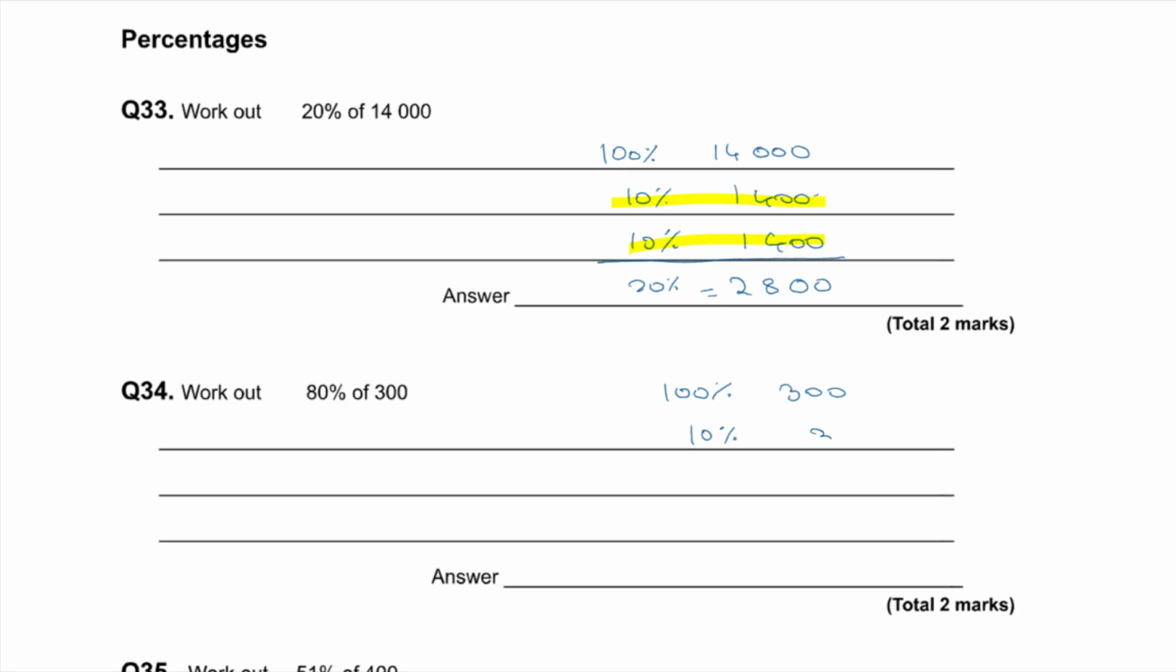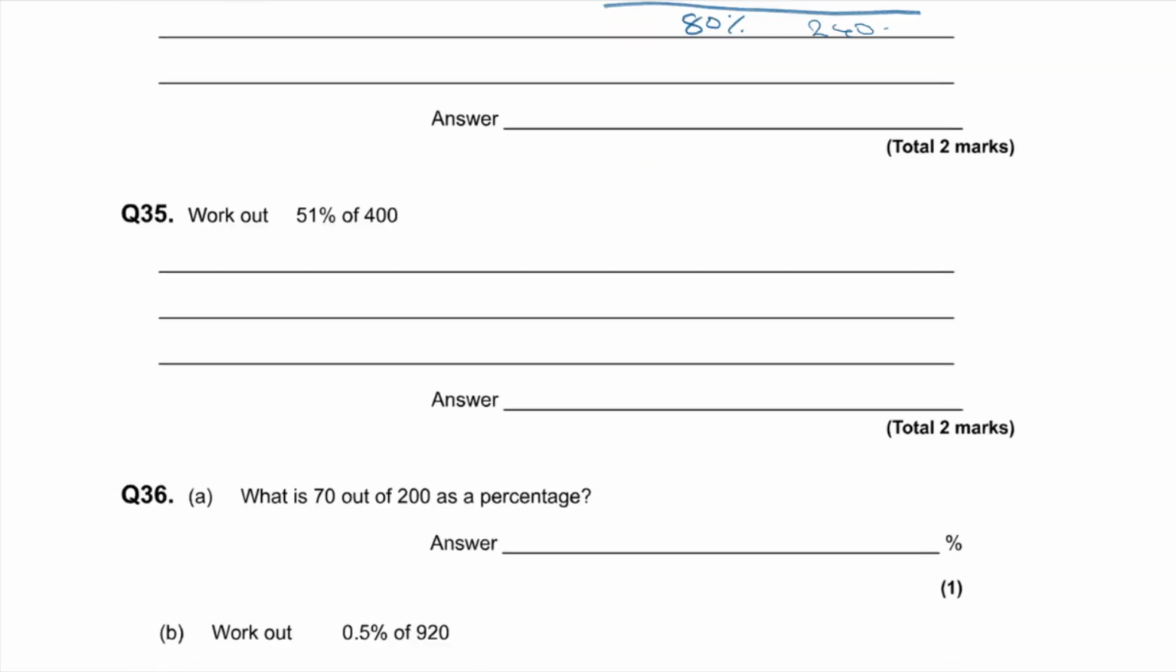So 10% is going to be 30. So if I take 2 of those and subtract it from 100, that's going to leave me with 80%, isn't it? Okay, so 2 lots of 30 is 60. So 300 taken away from 60, that is 240. Okay. So like I say, we're just going to find easy percentages and either add or subtract them with each other to find the amount we're looking for.